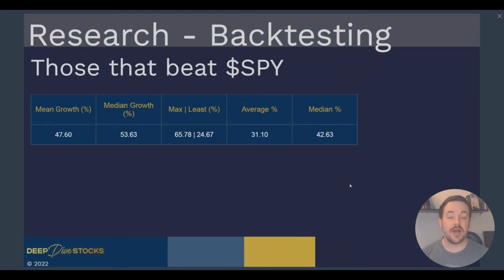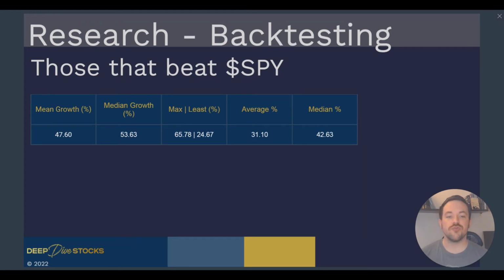If we look at those that beat SPY, we see that the mean growth for those backtesting strategies was 47.60%, with a median growth of 53.63%, a maximum growth of 65.78%, and a minimum growth of 24.67%, which was the backtest that started in April of 2021 and only lasted 6 months. So a 25% growth rate in 6 months really isn't that bad.